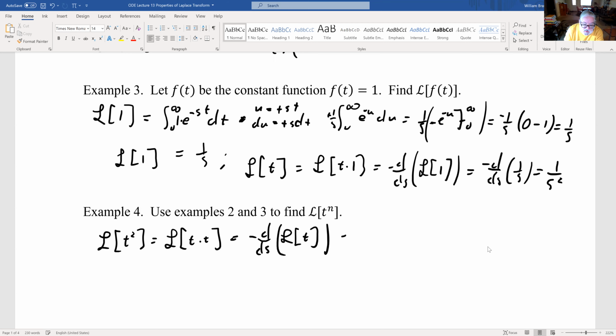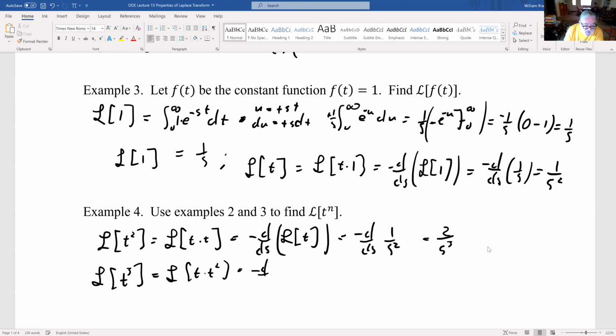But we just calculated that. That means it's going to be minus the derivative of 1 over s squared. And the derivative of 1 over s squared is minus 2 over s cubed. So we get a 2 over s cubed. And the Laplace transform of t cubed is the Laplace transform of t times t squared, equals minus d by ds of the Laplace transform of t squared, equals minus the derivative with respect to s of 2 over s cubed.